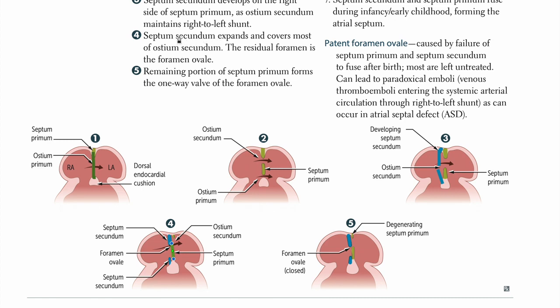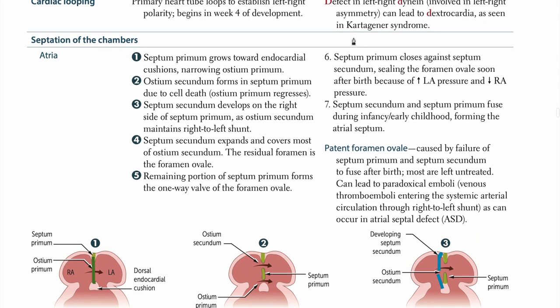It's very minute. Okay. So septum secundum expands and covers most of the ostium secundum. Then the residual foramen is the foramen ovale. The remaining portion of the septum primum forms the one-way valve for the foramen ovale. That just means that blood can go from here to here, but that's it. It can't come from here to here, because when it does that, it's going to push septum primum against septum secundum, closing the valve, so it can't do that. So it's a one-way valve.